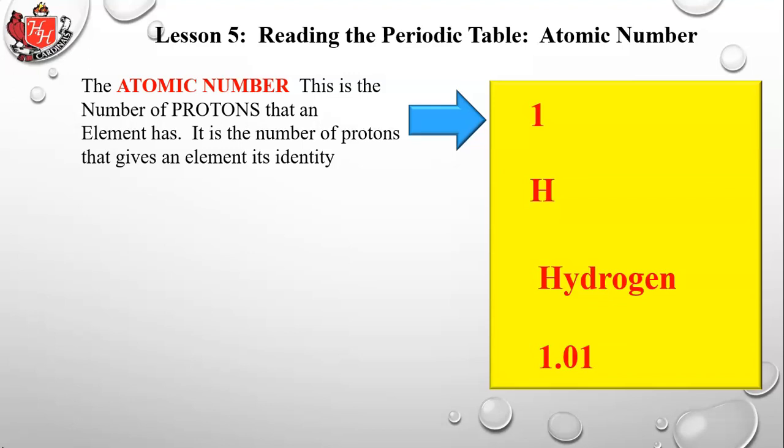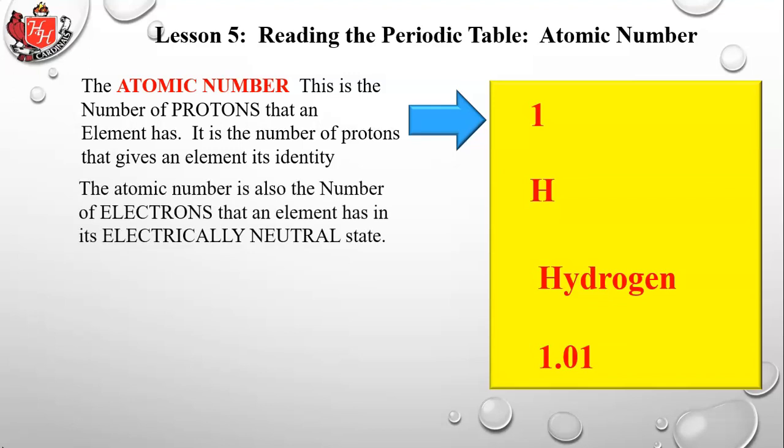So hydrogen must have 1 proton. It can have several neutrons, different numbers of neutrons, or none at all, and it can have different numbers of electrons, but it must have 1 proton, otherwise it's not hydrogen. Therefore, it's the protons and the atomic number that define the element.